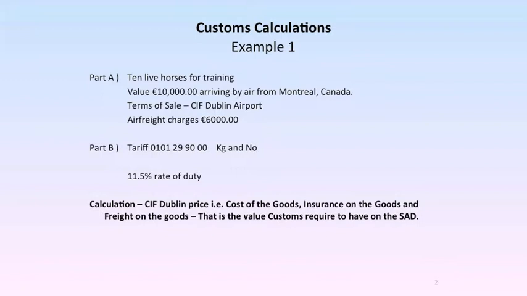The tariff number as advised, and this is the full 10 digits, has also been obtained from the TARIC, and the rate of duty is 11.5%. So the calculation will be based on the CIF Dublin price, i.e. the cost of the goods, insurance on the goods and freight on the goods. This is the value that customs require to be declared on the SAD.